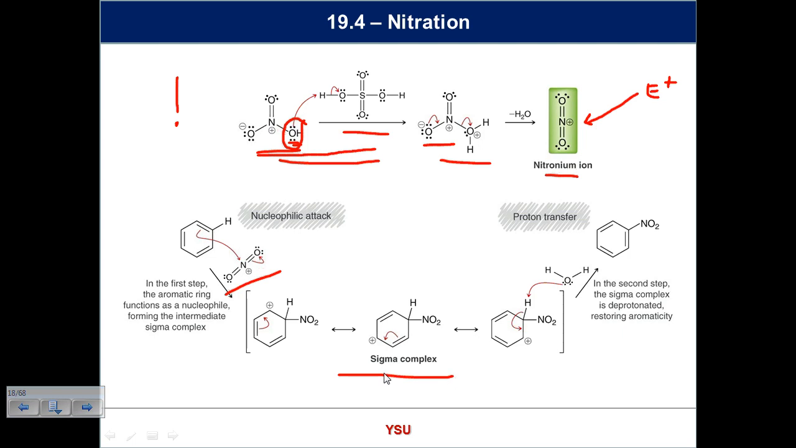We produce a sigma complex. Now it just happens to have NO2 attached, where before it had Br or SO3. And we get this thing now, we can draw these wonderful resonance structures to describe exactly how stabilized this thing is, but it's still a carbocation, and we still want that benzene ring back. So now we have to go after a proton and do it.